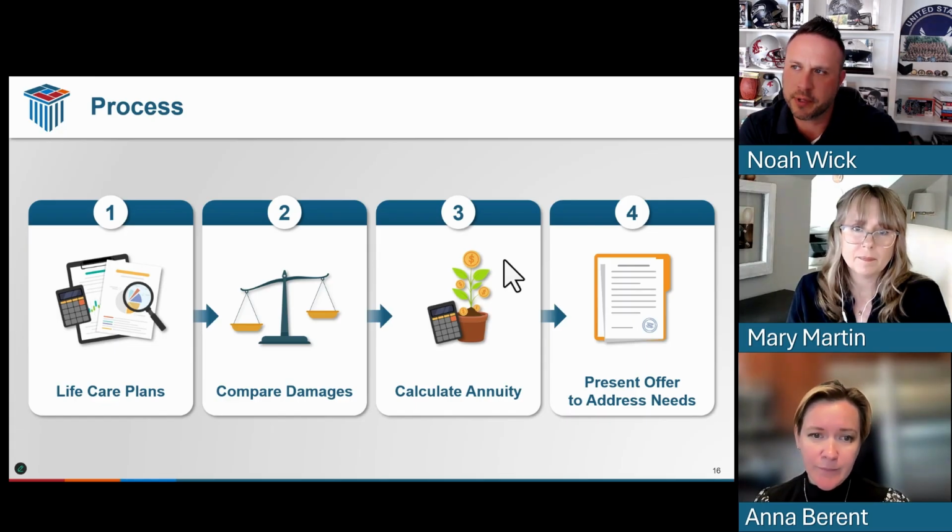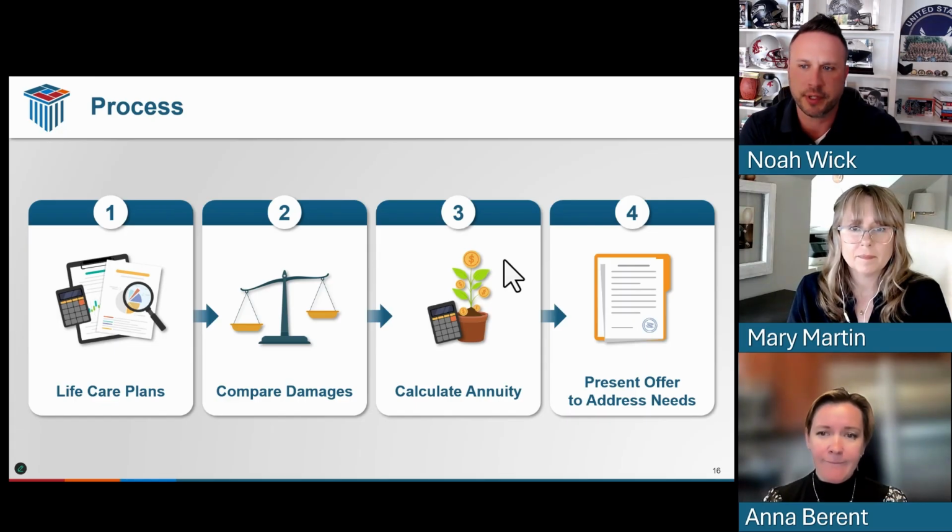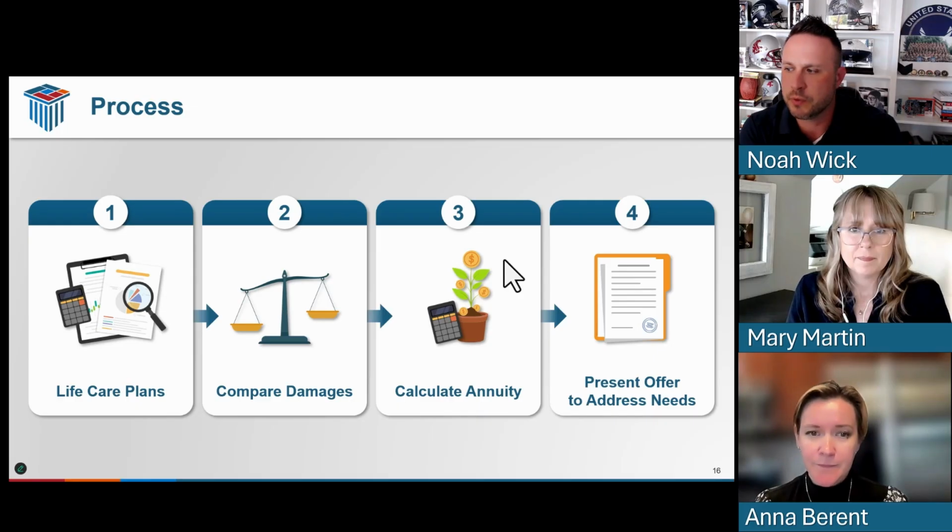For life care plans, for someone who might not be familiar with them, both sides typically create one, correct? Or is it usually just one side? And how, if one side's creating it, is the other side reviewing that before they create theirs?